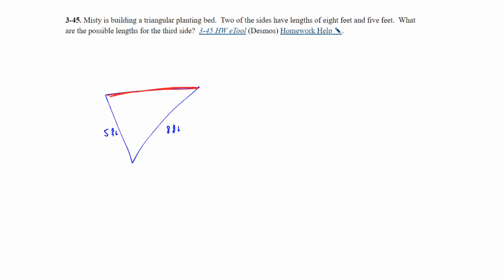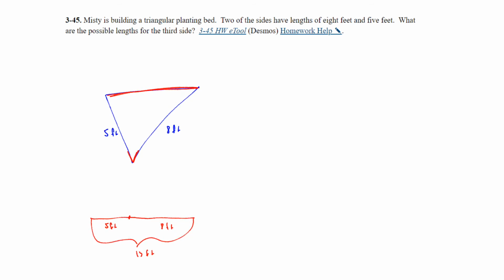So remember going back to the lesson on opening up this angle right here as far as you possibly can. So think about making this 5 feet and then opening up this side with 8 feet. That would give you a total distance of 13 feet. Now that doesn't create a triangle, so it has to be less than that.